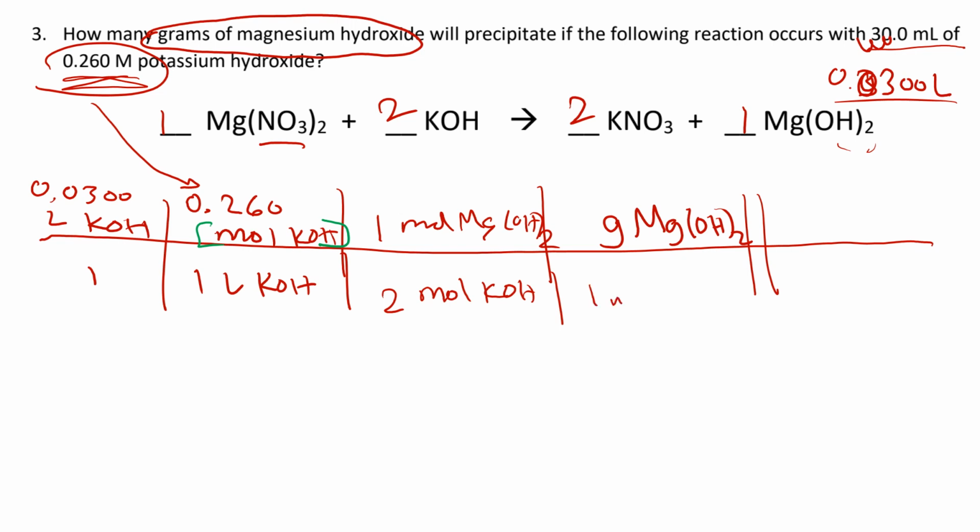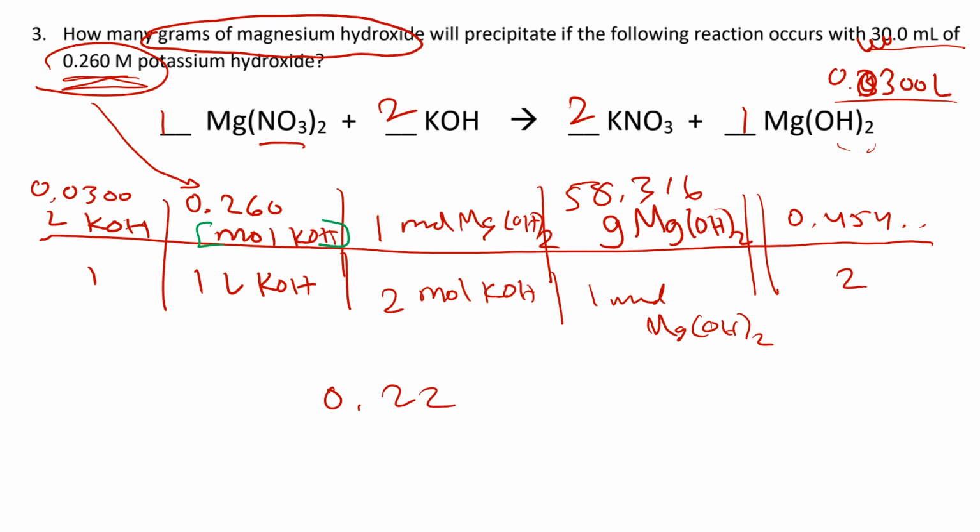So that means in 1 mole of MgOH2, it is my molar mass of that, it's the grams, and I would get that from the periodic table. I'll do my math. I'll multiply across 0.0300 times 0.26 times 58.316. It's going to be 0.454 something divided by 2. I'm going to divide this by 2. I'll end up with 0.227. I have 3 sig figs here. Grams of MgOH2.